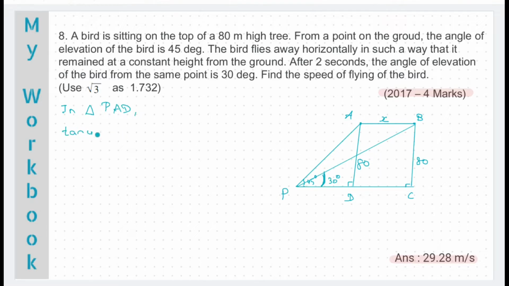Tan 45 degrees is equal to opposite side AD by adjacent side PD. Tan 45 is 1, AD is 80. So we have PD as 80 meters. Now let's go to the next triangle, triangle PBC.